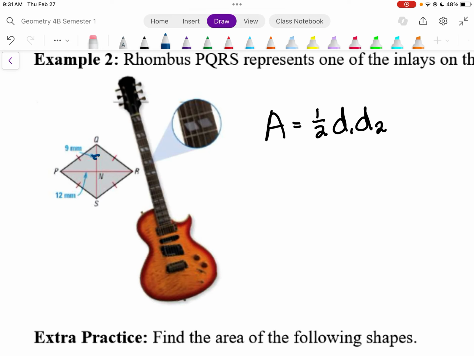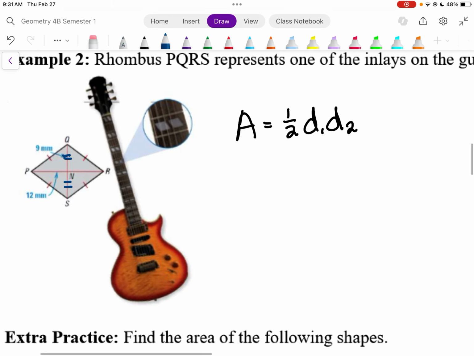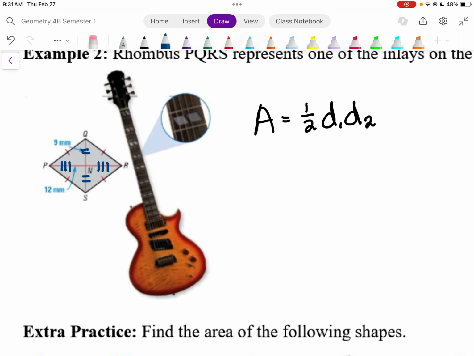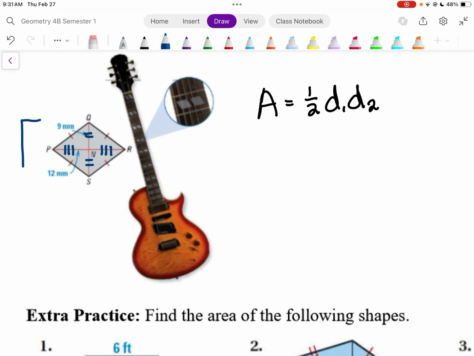So remember, the diagonals of a rhombus are cut in half. So if you know one part, you know the other part. Same thing on our second diagonal. So if we look, diagonal 1 is going to be going from the top to the bottom of our shape, and each of those parts are 9. So one of our diagonals will be 18, and then the other diagonal is going to be horizontal, and each of those parts, it shows us are 12, so the entire diagonal would be 24.